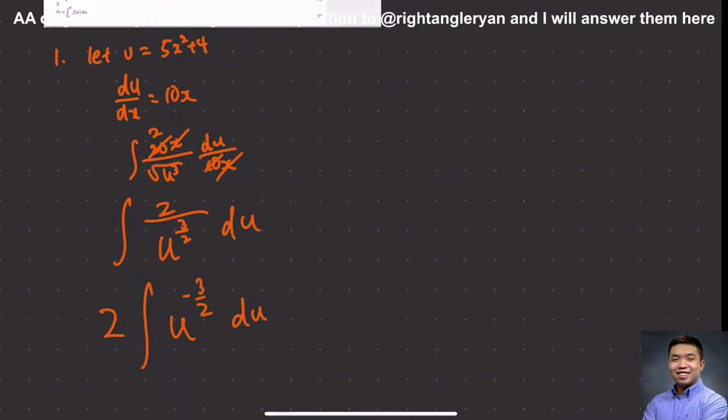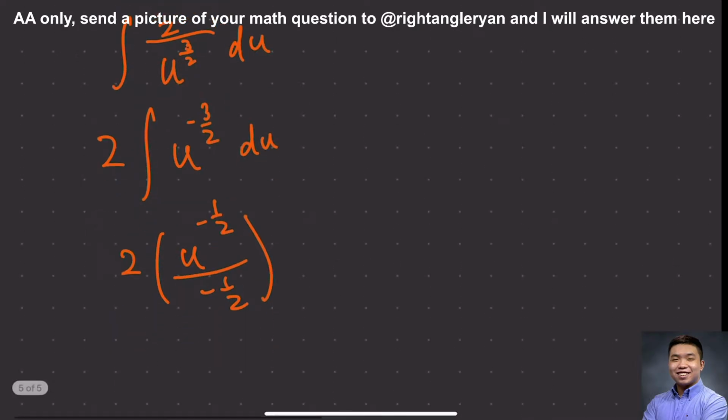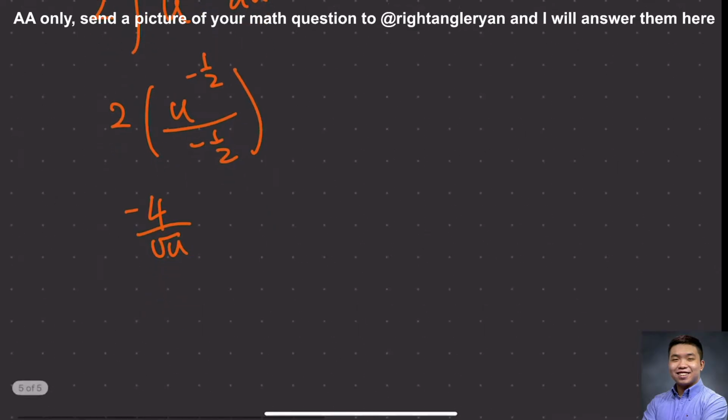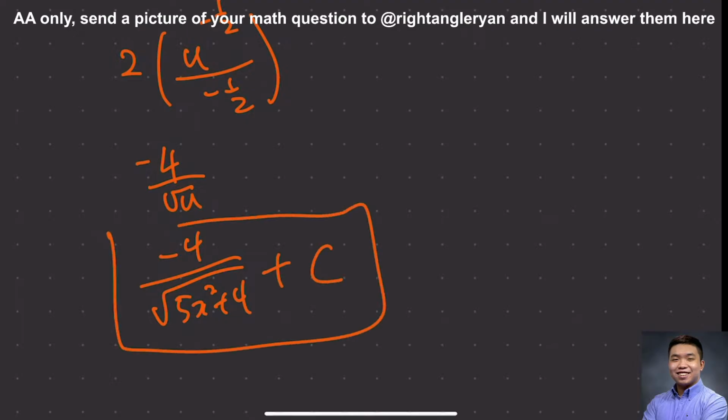negative 3 over 2. Okay, if it's u to the negative 3 over 2, then we can just integrate this by doing exponent plus 1, over the new exponent, right? So like that. If I have that, this is just the same as negative 4 over root u, right? And finally, we will have to replace the u back with x. So u is 5x squared plus 4, so it's going to be negative 4 over the square root of 5x squared plus 4, and then remember your plus c. So that is the answer for part 1.